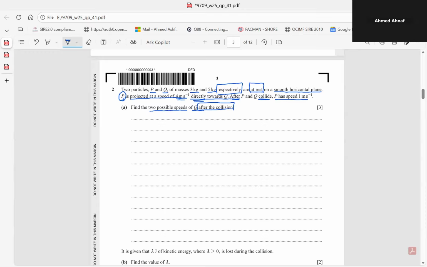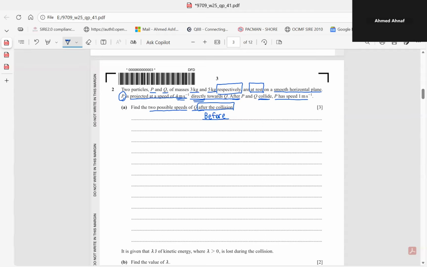So first of all, why do you think that there are two possible speeds that Q can have? Well, we know that momentum is dependent on direction. So obviously, after the collision, there can be two possible directions, and therefore two possible speeds that Q can have. So first step for any momentum question, you want to draw the scenario. So before collision, let's draw that out. The main purpose of this is to see what direction P and Q are heading in.